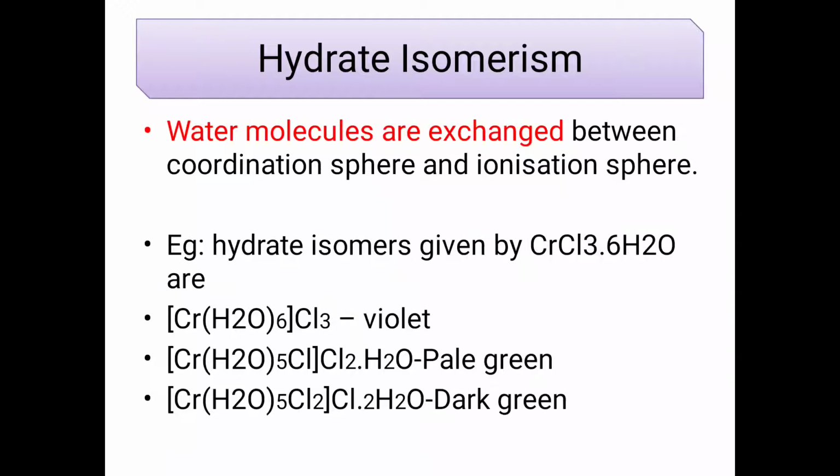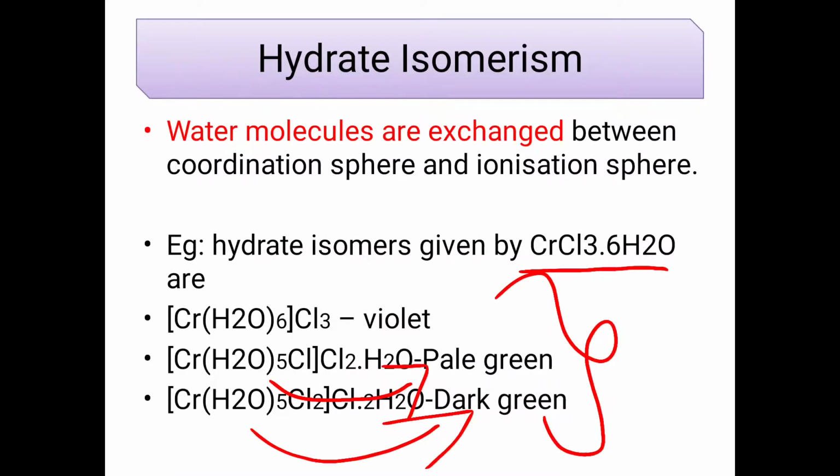The third one is hydrate isomerism. This is when there is an exchange of water molecules between the coordination sphere and the ionization sphere. For example, this complex has 3 hydrate isomers. Each one has a different color. Like in the first example, all the water molecules are in the coordination sphere. But during the isomerization process, each water molecule leaves the complex, and therefore you get to see different colors.